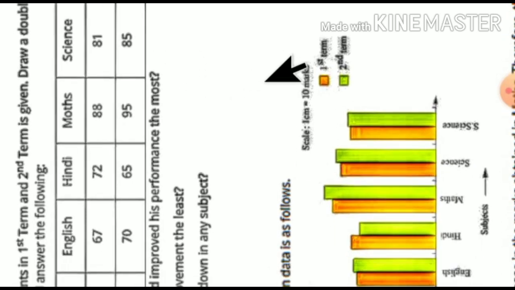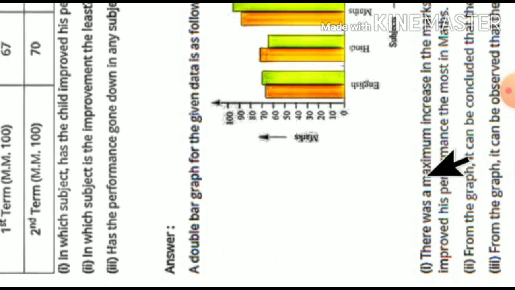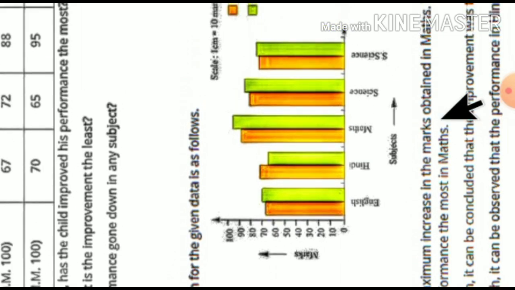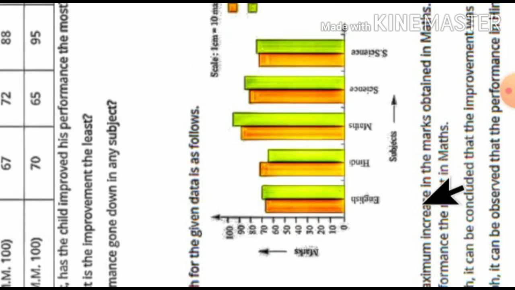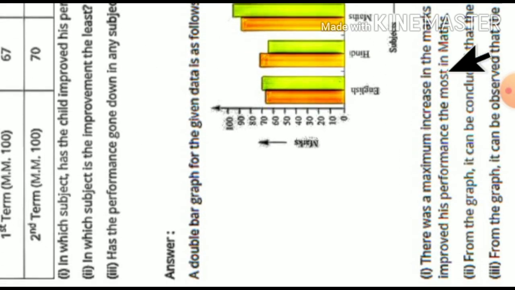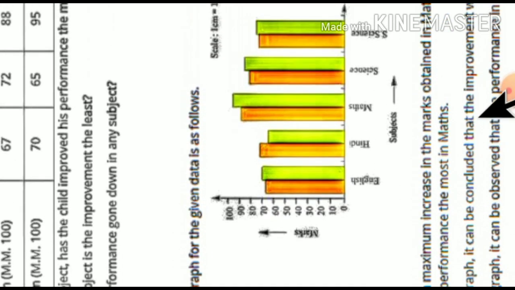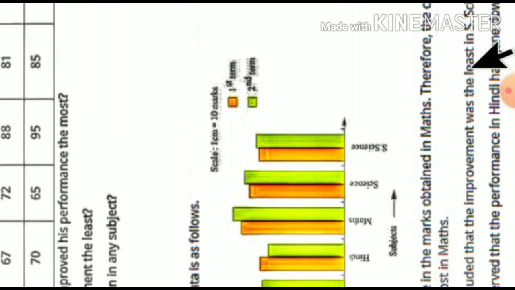Okay. So we can see here that there was a maximum increase in the marks obtained in maths. Therefore the child has improved his performance the most in maths. And second answer, from the graph it can be concluded that the improvement was the least in social science. See, in social science the difference between the two graphs is very less. Okay, and in maths the difference between the two graphs is the most.